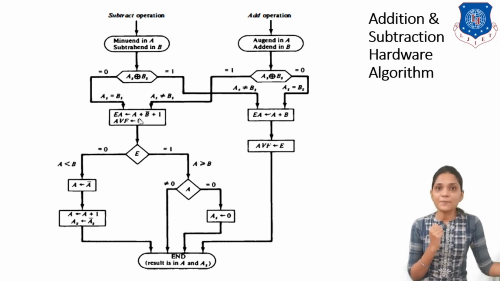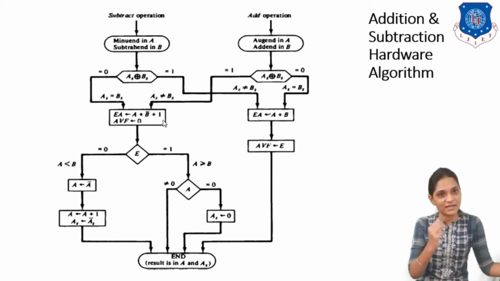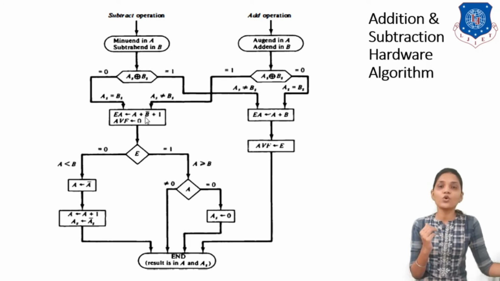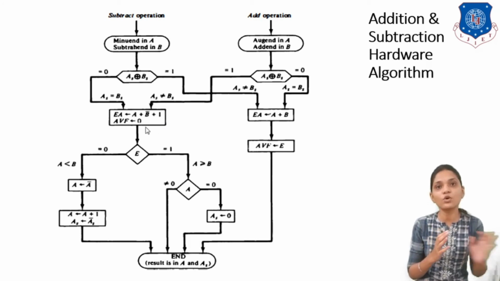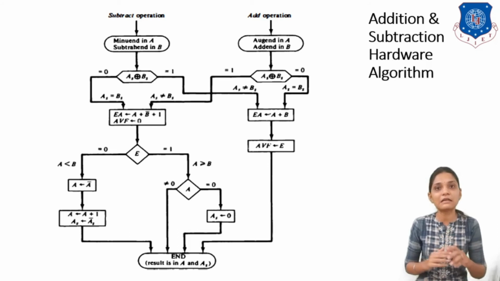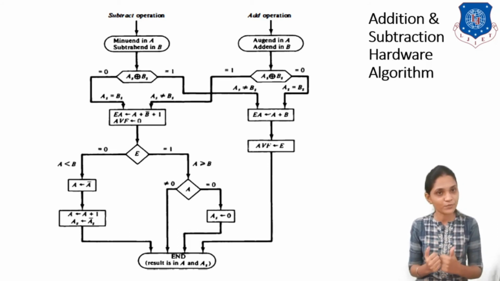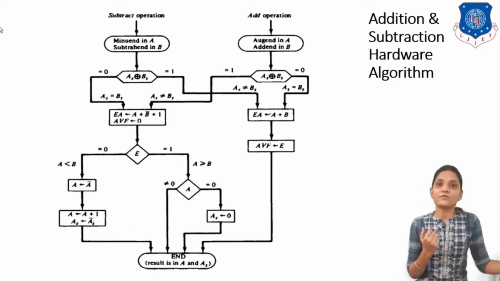If it is a subtraction operation, if it is 1, that means you will do the subtraction operation. So for this subtraction, you have to add the 2's complement of B, that is B bar plus 1. So your operation that is going to be stored into EA will be A plus B bar plus 1, that is equal to A minus B. Okay, and your overflow flag will be 0, because in subtraction operation you will never generate the overflow. Okay, so overflow flag will be 0.